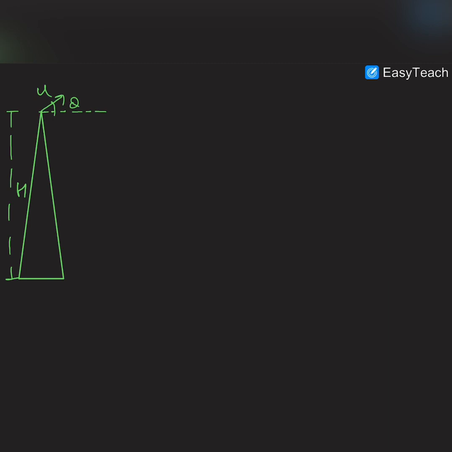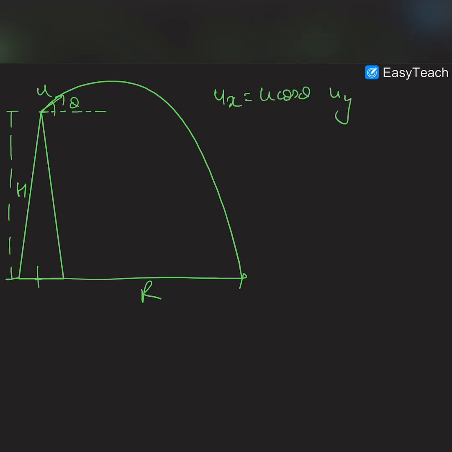Now in this case, in which we are projecting this projectile at some angle of theta from the horizontal, we need to find out the range and the time of flight. So let us suppose that this is the range, and to calculate the time of flight we know that ux is equal to u cos theta and uy is equal to u sin theta.